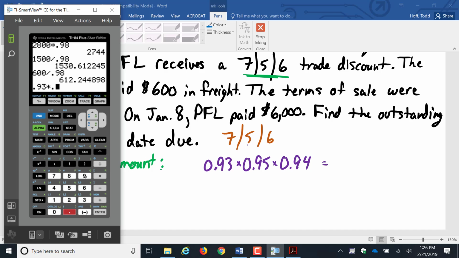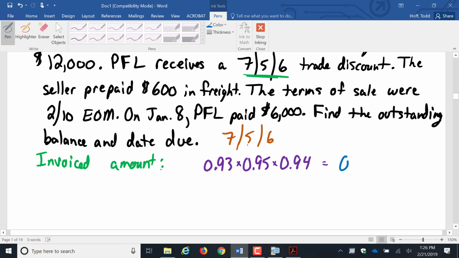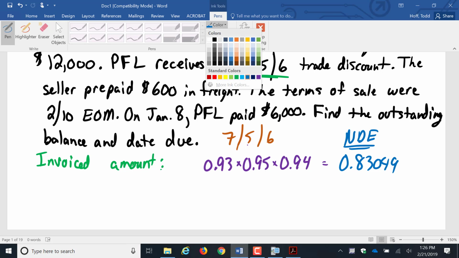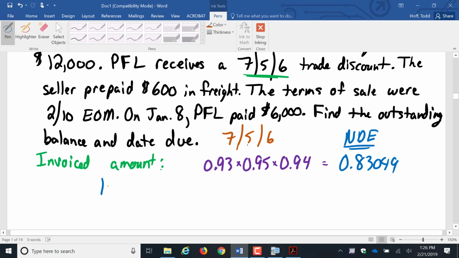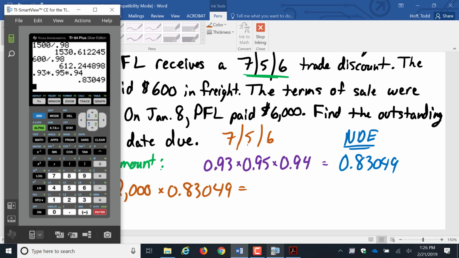0.93 times 0.95 times 0.94 to get 0.83049 is our net decimal equivalent. Remember, that tells us what our net price is. We take the list price of $12,000 times that net decimal equivalent to get a net price of $9,965.88.